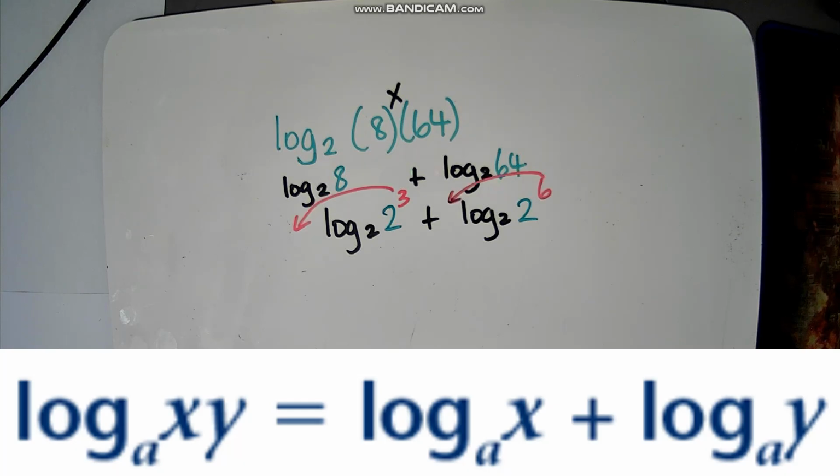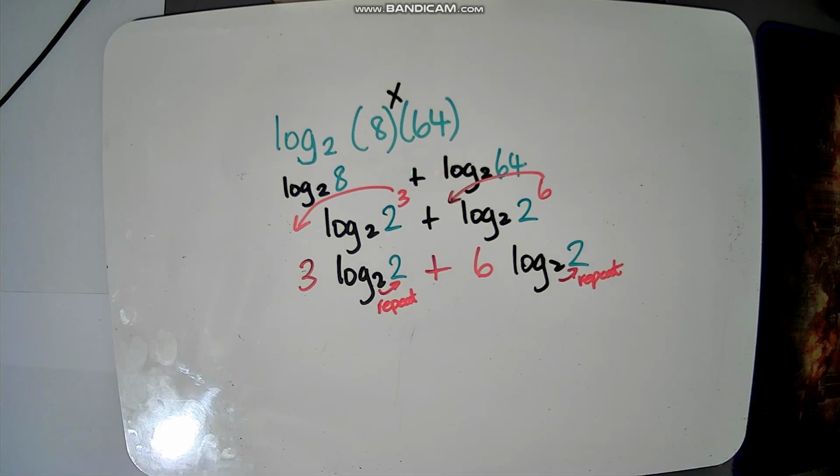We can move those exponents to the front of the logs. And then we have log base 2 of 2. Now remember, when we get log base 2 followed by 2, a repeated 2, what happens? All of that becomes 1. When we get a repeat, it becomes 1. We still have 3 plus 6. So 3 plus 6 is equal to 9.